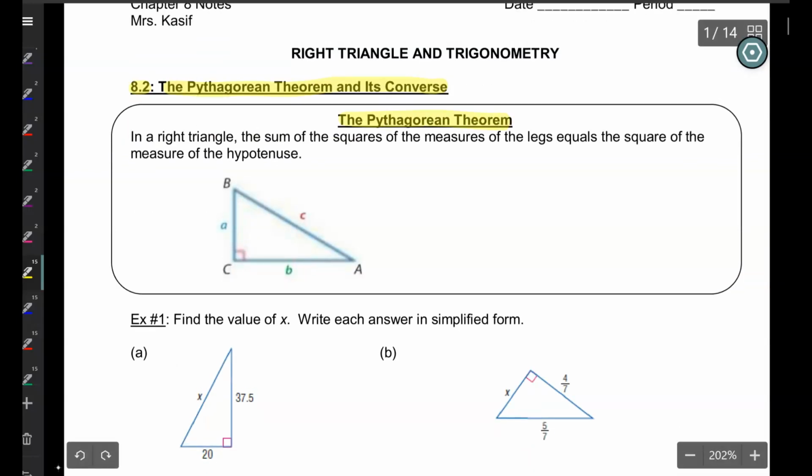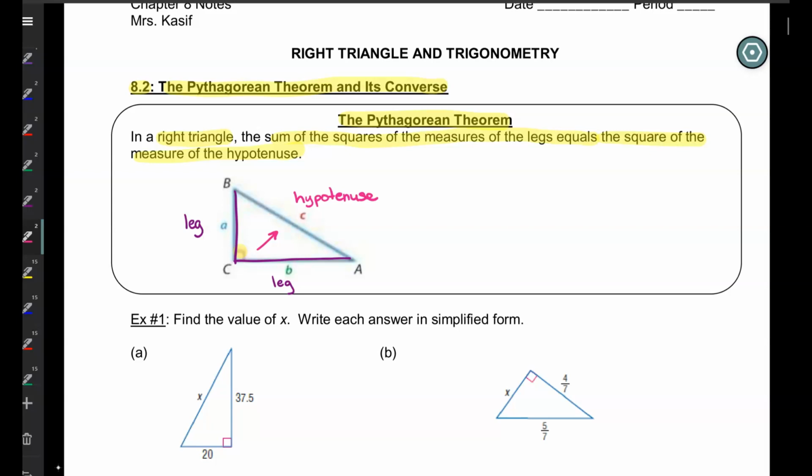So as the Pythagorean theorem goes, first thing, what do we need? Our hypothesis is that you have to have a right triangle. So you need to have a right triangle in order to apply the Pythagorean theorem. If you have a right triangle, then the sum of the squares of the measures of the legs equals the square of the measure of the hypotenuse. So let's just remind ourselves, the legs are the ones that make the right angle. So A and B are the legs, and opposite the right angle, this is the hypotenuse.